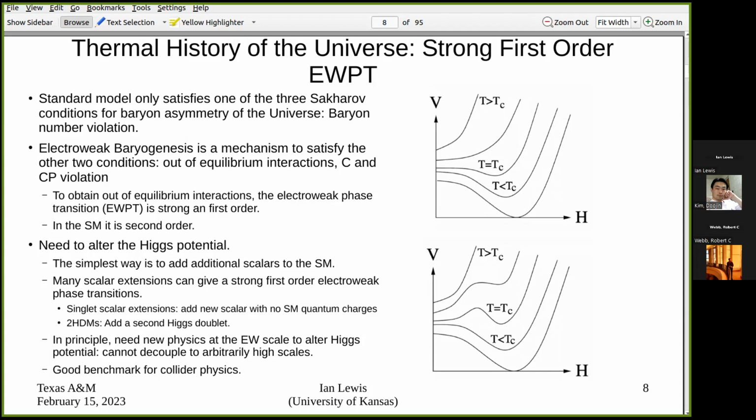If I set the new physics clear out here, it can't do this, it decouples. So I need something that lives around this scale. And so it becomes a very good benchmark for collider physics because I can't decouple it. So that's the take-home message.